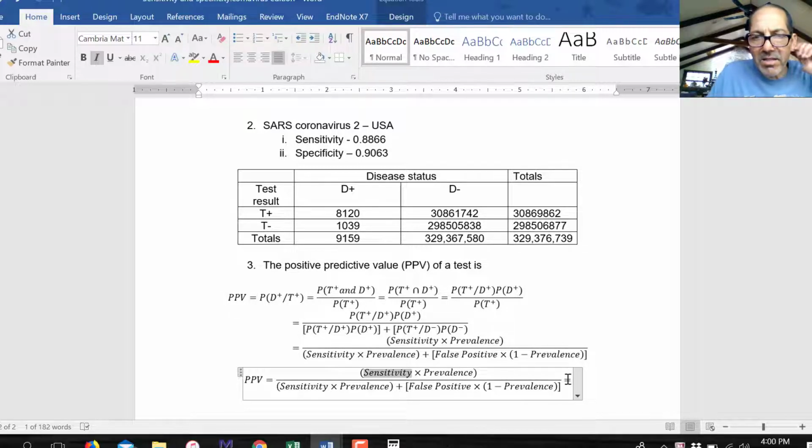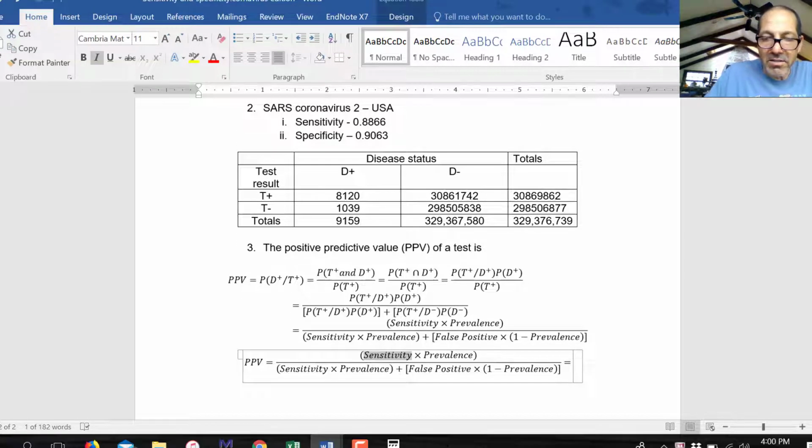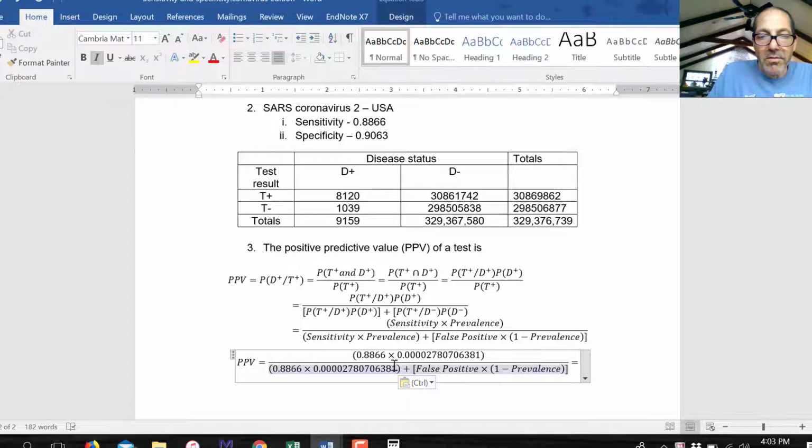So let's go ahead and do some of these calculations here. Let's do this calculation. So our sensitivity, we know, is 0.8866, and our prevalence, what's our population prevalence? So this is actually our prevalence. As you can see, it's very, very small. Again, our population is large, so this is the probability of having the disease at this moment being an active case. So it's very, very small.